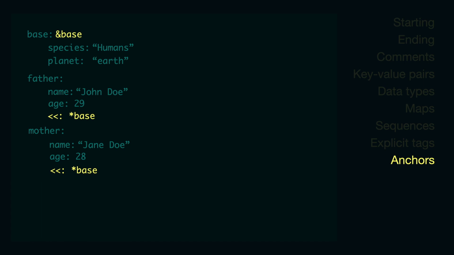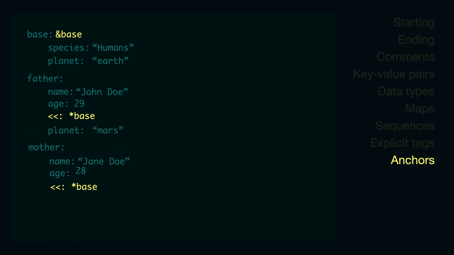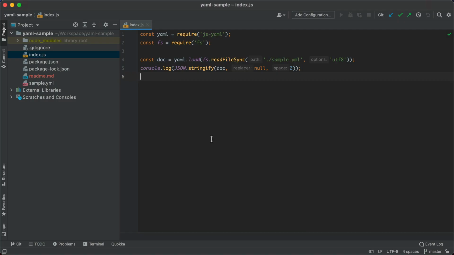We can also override the properties after merging. So let's say that in the father object, we want to update the planet to be Mars. So in this case, after the merge, we can put planet Mars and it is going to override the planet Earth from the base. I have prepared a sample node application to give you a demo of everything that we have covered in this lesson.